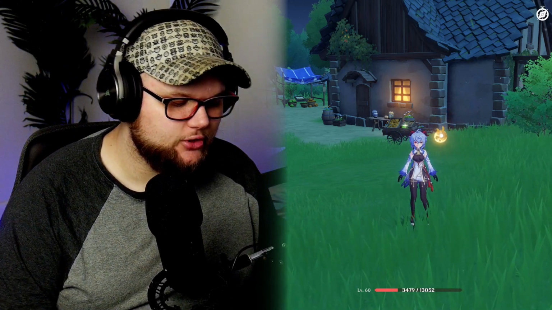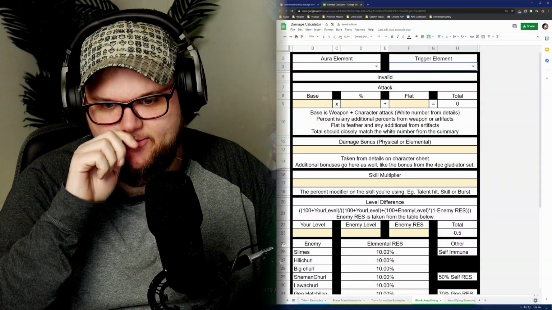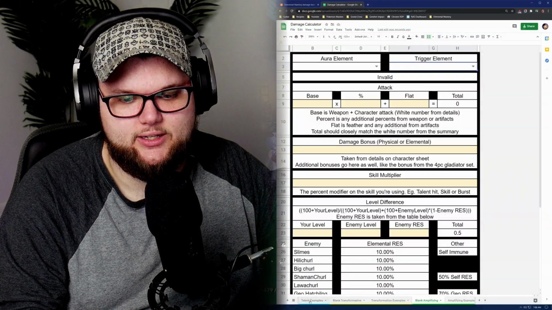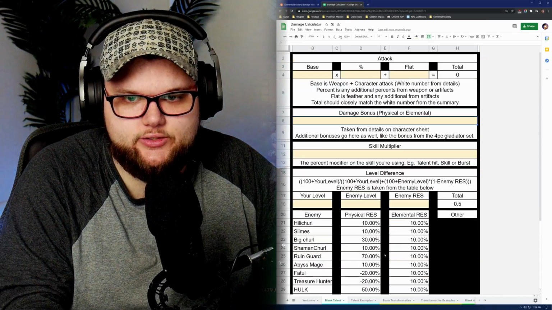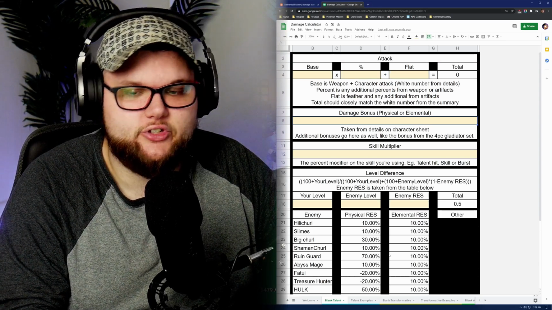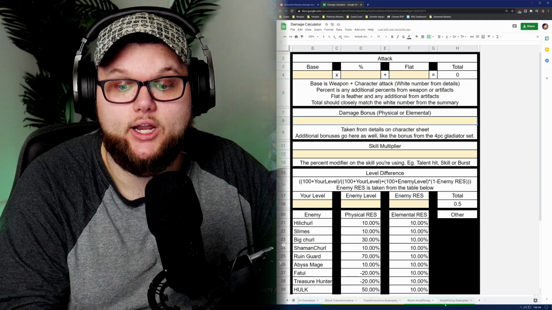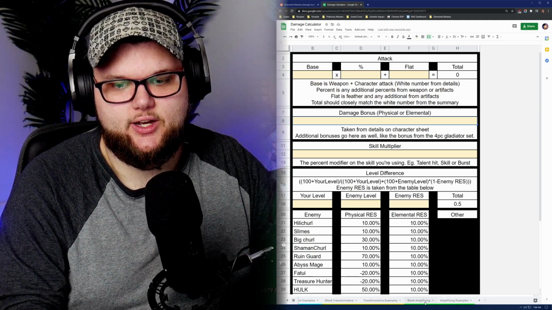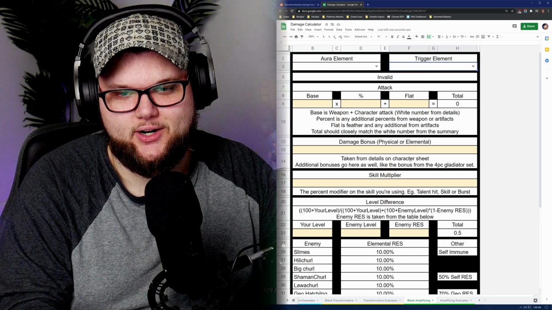So what actually goes into an amplified reaction? Essentially here we have the exact same sheet that we did back on the talents. So just to figure out how much a talent is going to do, just like an elemental skill or a normal attack, the third hit of a normal attack, whatever. The exact same stuff goes into figuring out a melt or a vaporize.